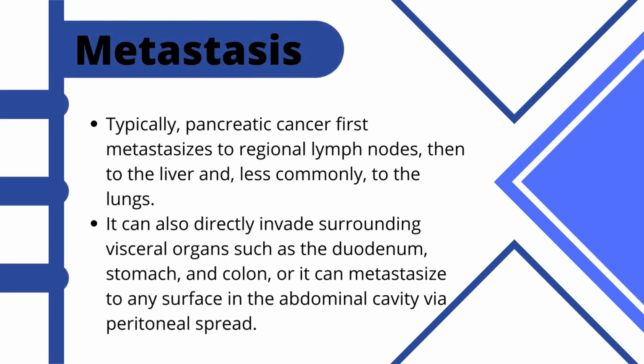Then common metastatic sites. So typically pancreatic cancer first metastasizes to regional lymph nodes, then to the liver, and less commonly to the lungs. It can also directly invade surrounding visceral organs such as the duodenum, stomach, and colon, or it can metastasize to any surface in the abdominal cavity via peritoneal spread. And pancreatic cancer rarely spreads to the brain, but it can produce meningeal carcinomatosis.